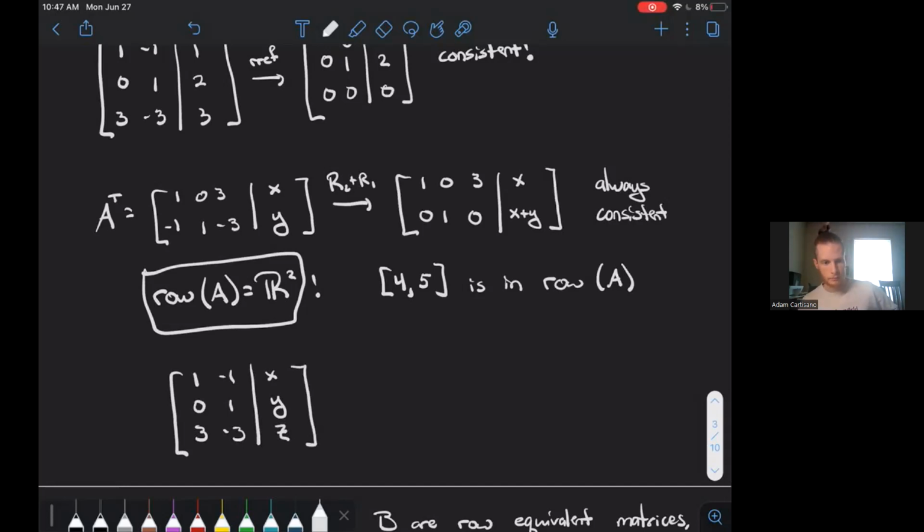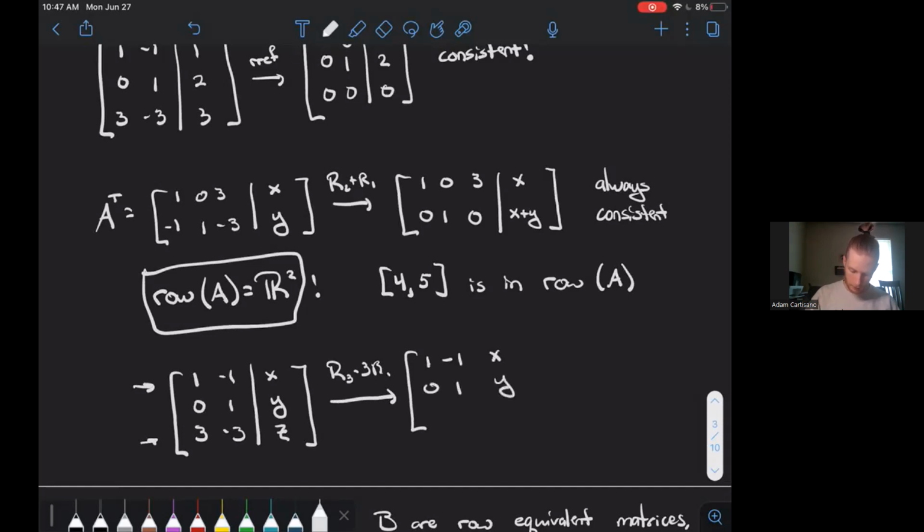Once again, notice the first row and the last row are a copy of each other. So if I just did row 3 minus 3 row 1, I'm getting 1, -1, x, 0, 1, y, 0, 0, and then z minus 3x.